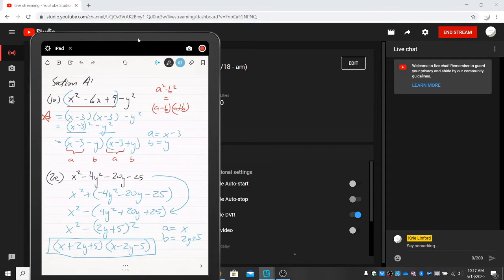This is where a lot of students were making their initial mistakes. They were just saying x minus 2y plus 5, right? Well, no, you're not saying just subtract the 2y. You're saying subtract the whole thing. Subtract the 2y and the 5. So that would be the correct answer here.